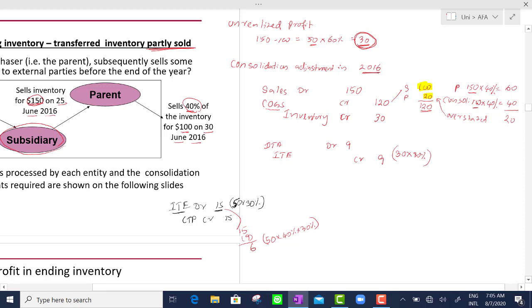And please remember, when we sell this inventory, deferred tax asset account credit 9, income tax expense debit by 9, when the sale of the remaining stock has been made.